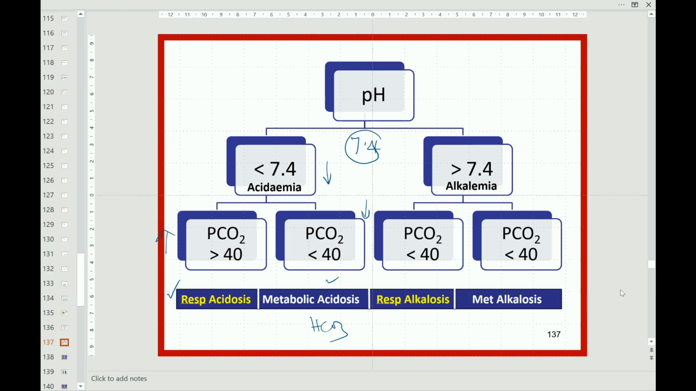Whereas, if the pH is more than 7.4, that means it is on the alkaline side. When we say pH is more, the hydrogen ion concentration is less. We know pH is inverse of hydrogen concentration. If the hydrogen concentration is less, acid is less. If acid is less, relatively alkali is more. That is what is called the alkalemia in the blood.